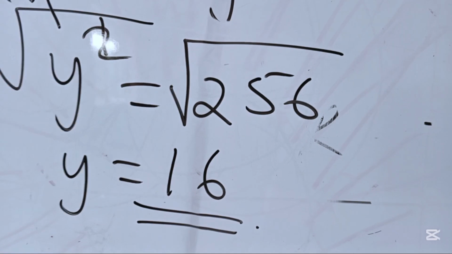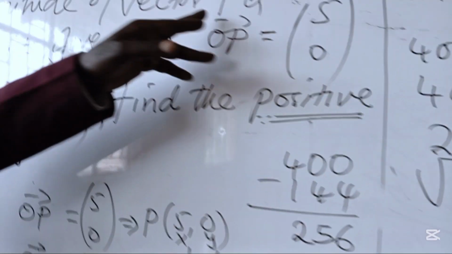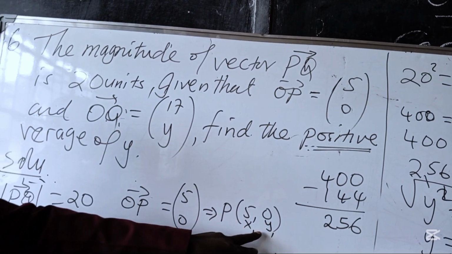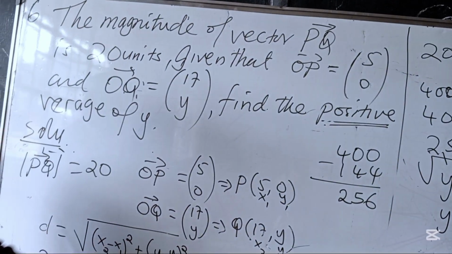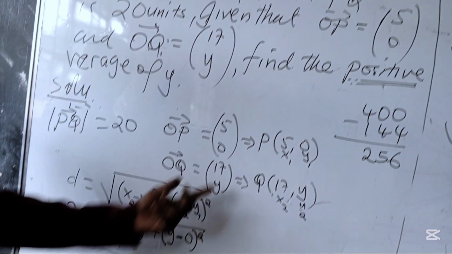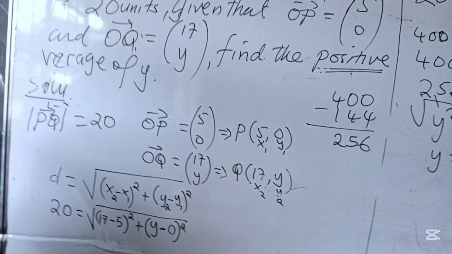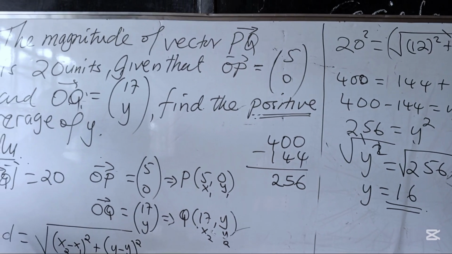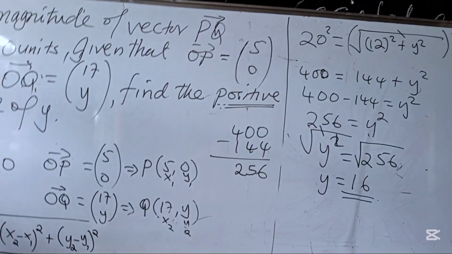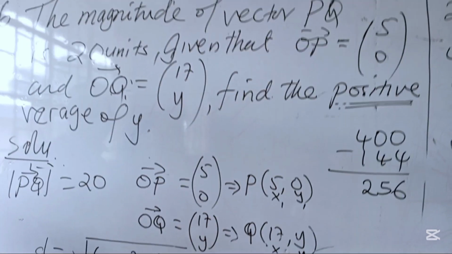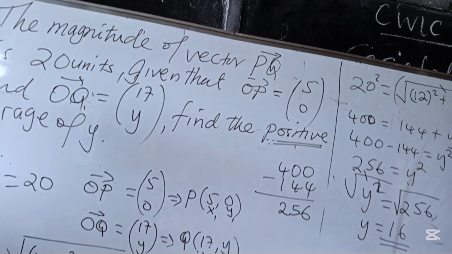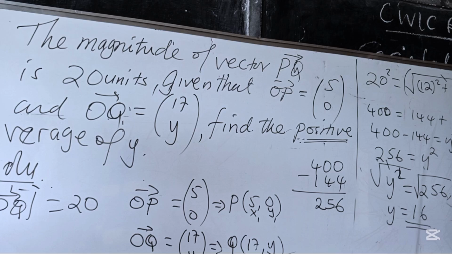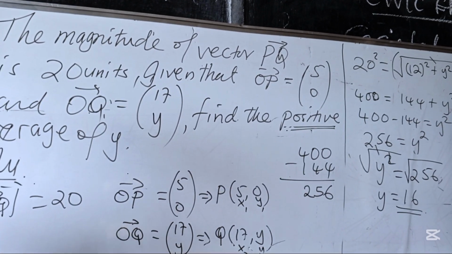Now, some things to remember. Are you able to change a column vector into 2 points? If you are able to find the points, are you able to employ the method of finding the distance, meaning magnitude, to that? Once you have that, then you are very safe. So you can see that we just have to use the formula for the distance between 2 points to find the value of y.